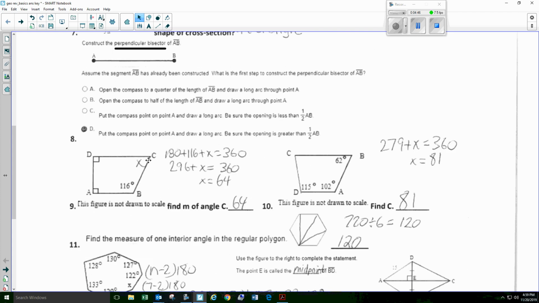All right, number 8, we have a quadrilateral. We're looking for this angle right here. We know the interior angles of a quadrilateral add up to 360. So you have 90 plus 90, which is 180, plus 116, plus this x is 360. Solve it and you get 64.